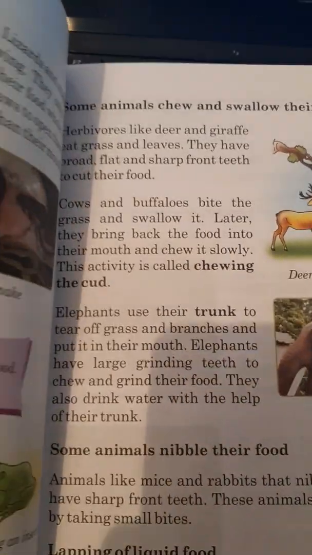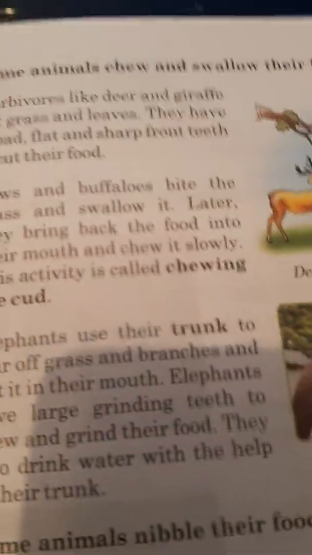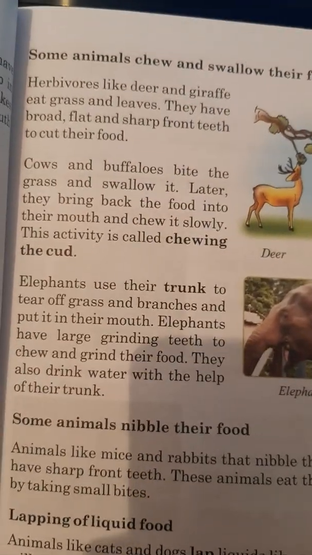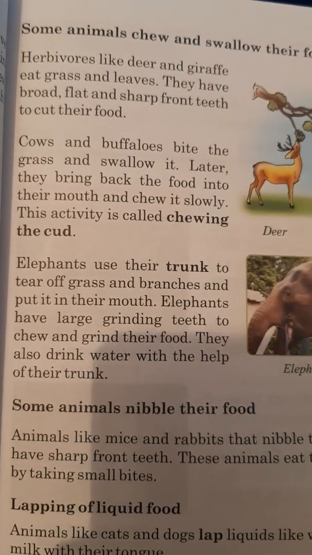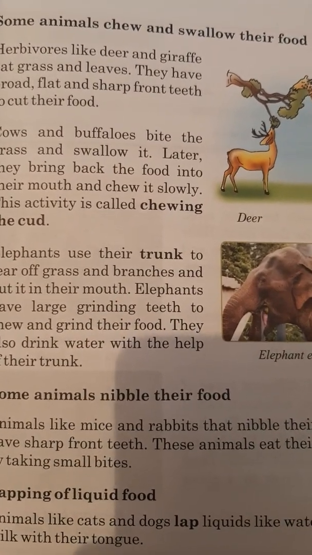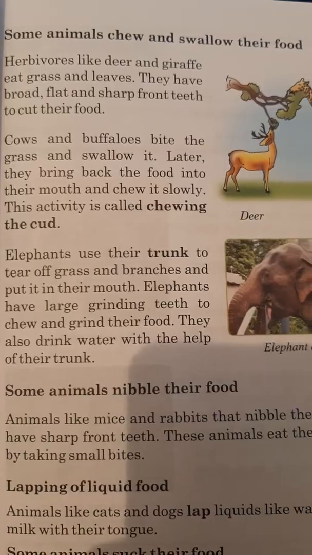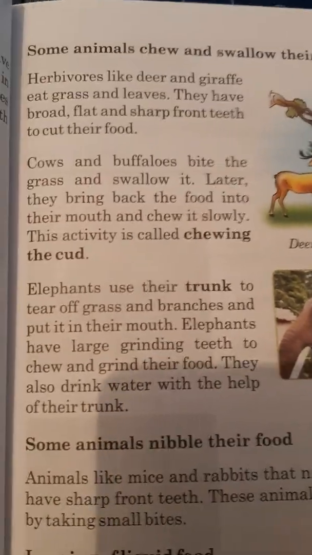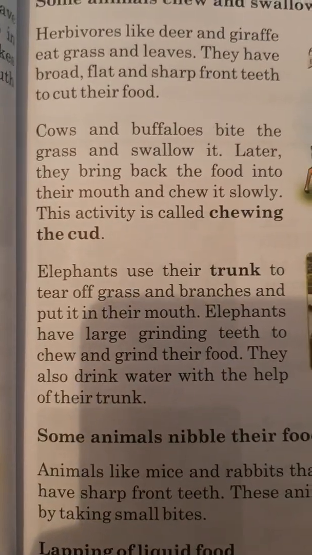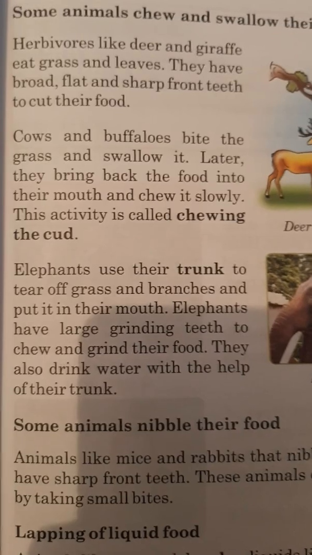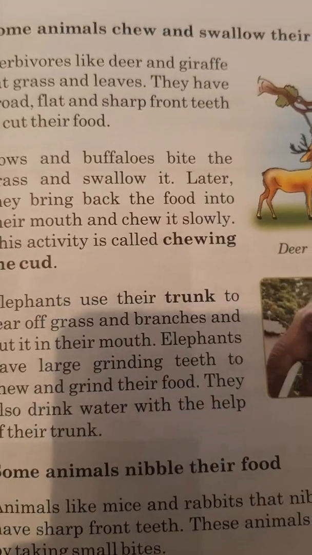So from the book now I'm going to explain that some animals grind and chew their food. The most important thing I want to explain is about cows and buffaloes. Cows and buffaloes bite the grass and swallow it. Have you seen that sometimes buffaloes and cows are sitting free, not eating, but moving their mouth? Why? While moving their mouth, they are actually chewing their food. They take very big bites when they are eating, but after that when they are sitting free, they take the food back from their stomach to their mouth and chew it slowly. This activity is called chewing the cud.